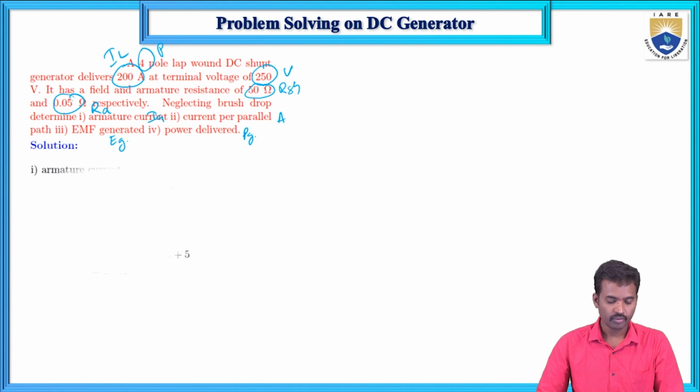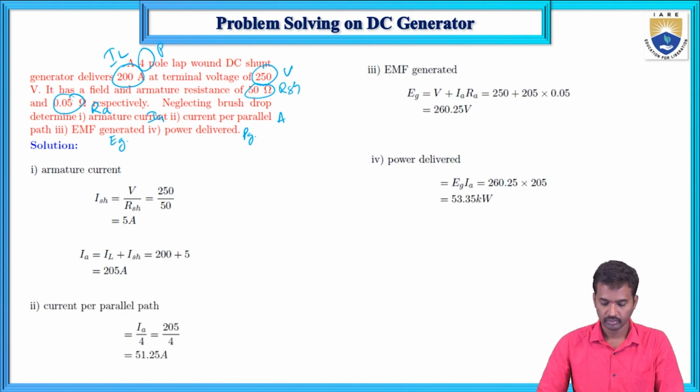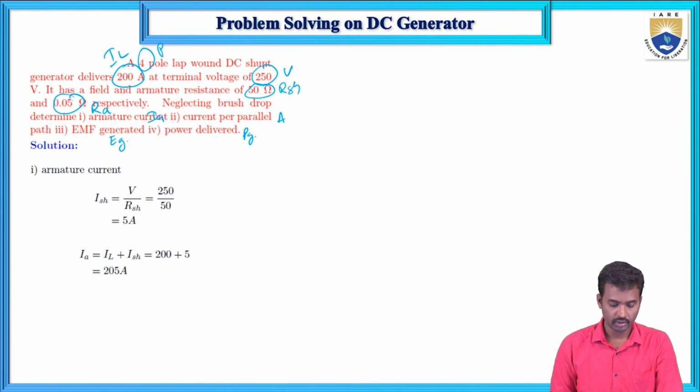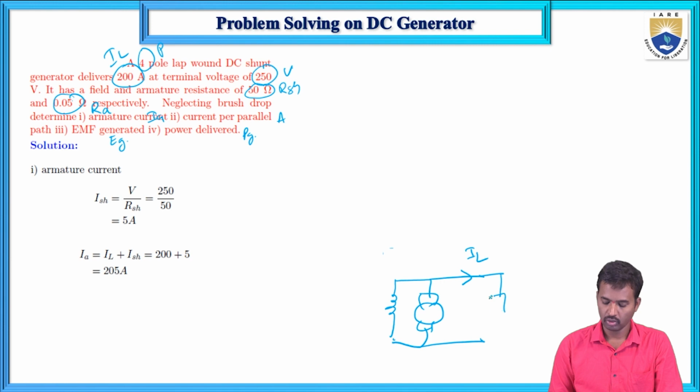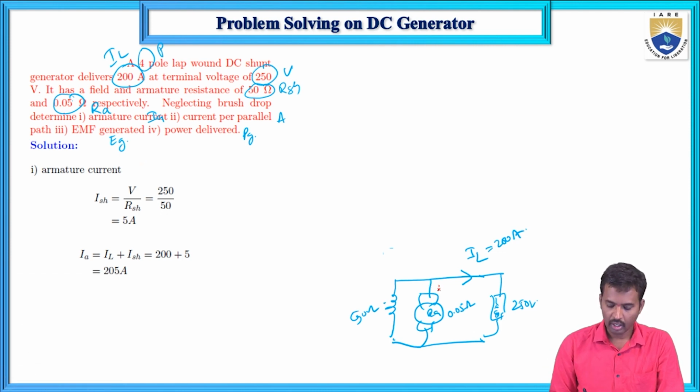First, the armature current. How will you calculate the armature current? First draw the circuit. This is the shunt, this is the armature winding resistance. Here it is delivering the current IL. This is the load we are connecting, and the terminal voltage is 250 volts with 200 amperes IL. This is RA, 0.05 ohms, and RSH is 50 ohms.